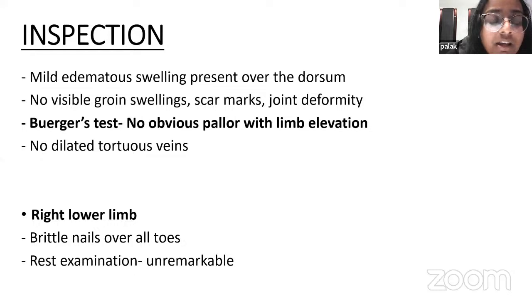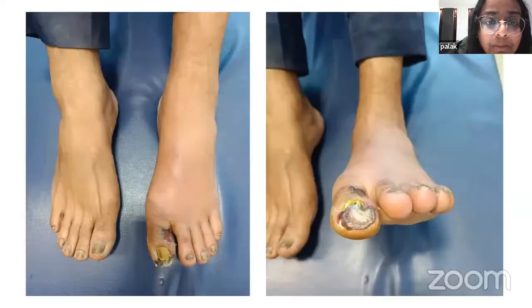tortuous veins. On comparison with the right lower limb, the brittle nails were present all over the toes in the right lower limb as well, and the rest of the examination in the right lower limb was unremarkable. This is the clinical picture showing the same.